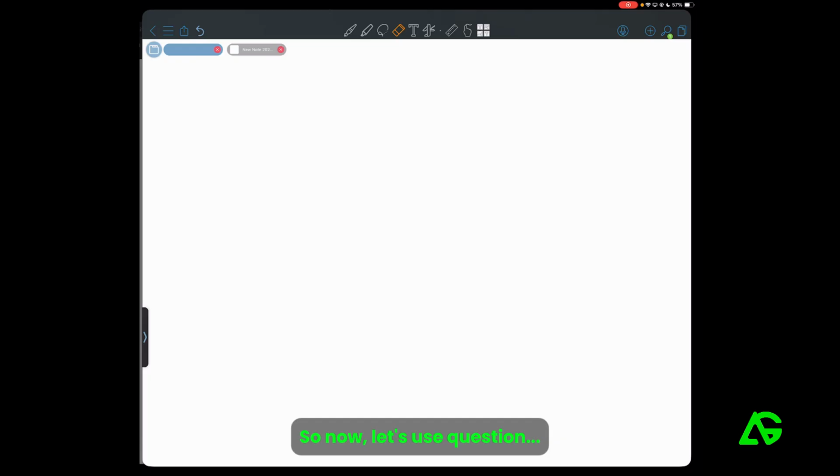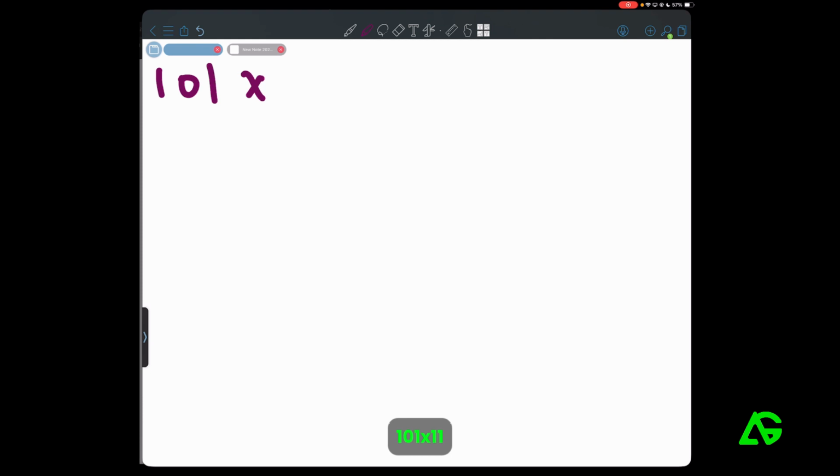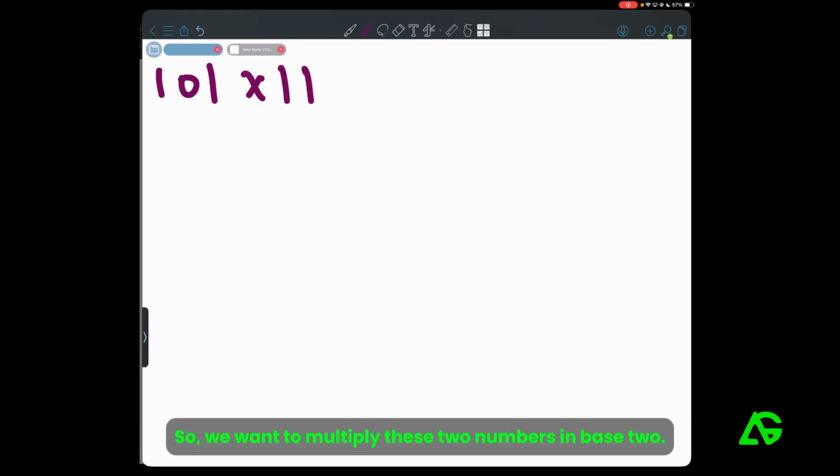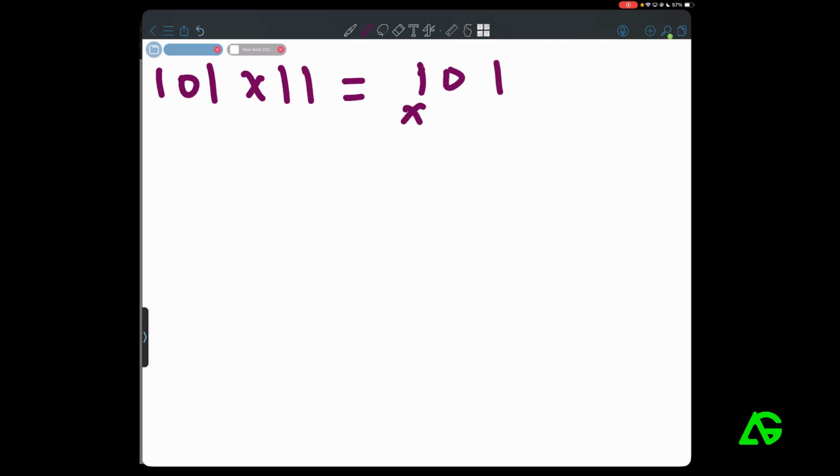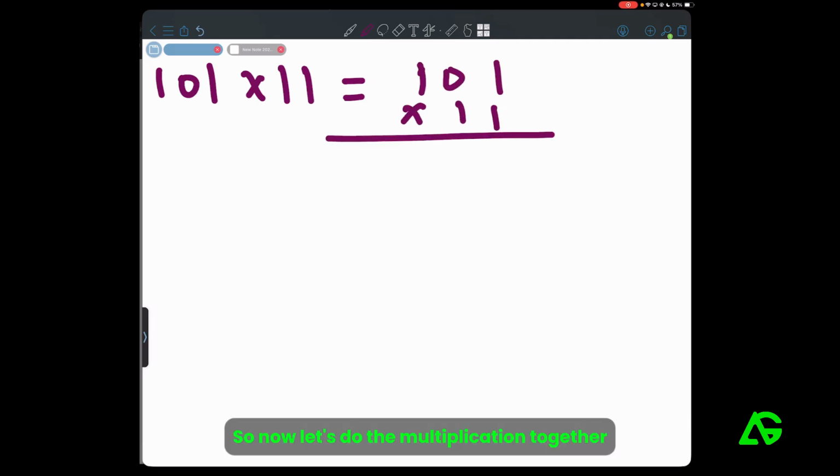So now, let's consider, let's say we have 1 1 0 1 in base 2 times 1 1 1 in base 2. So we want to multiply these two numbers in base 2. Since both numbers are in base 2, we can carry out the multiplication immediately. So now we need to arrange, that is 101 times 11. So now let's do the multiplication together.